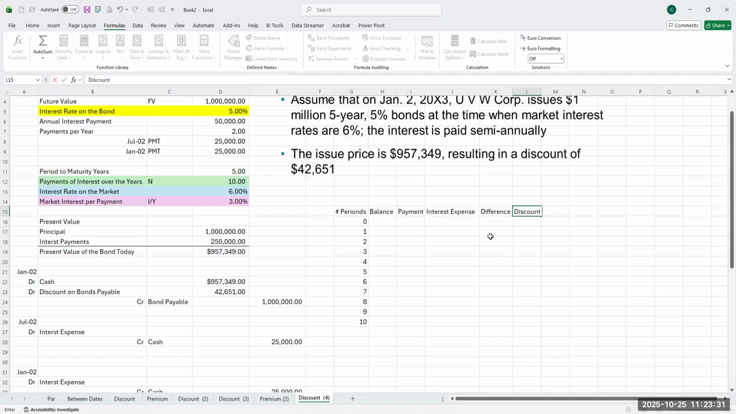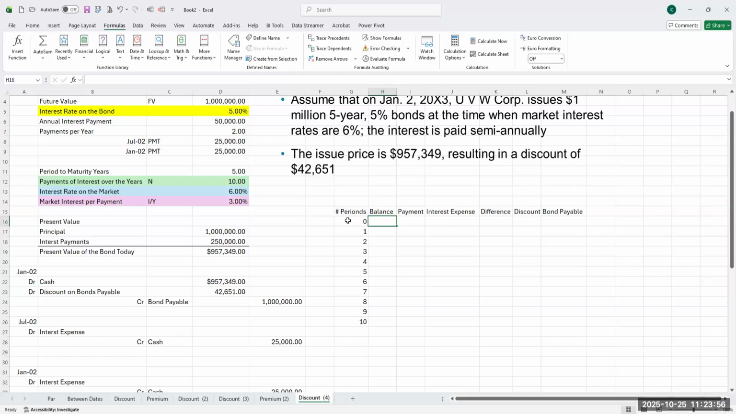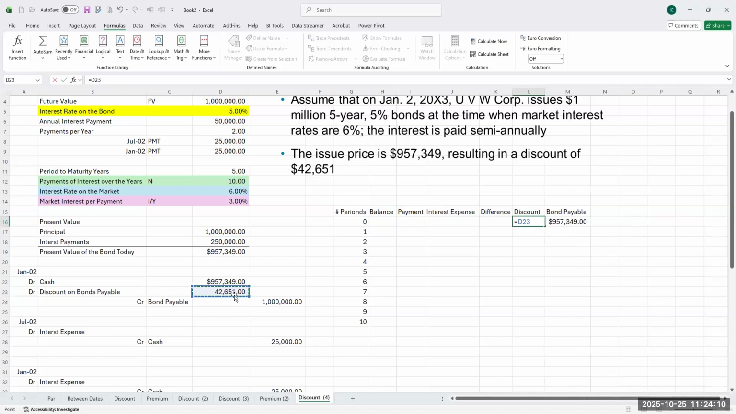Since we know that there will be a discount on the bonds. And the last one will be again the balance, or in this case the bonds payable. Okay, let's keep it this way. So now we have all the columns. On the very 0 period, we have a bonds payable equal to this amount, and we have a discount equal to this amount.